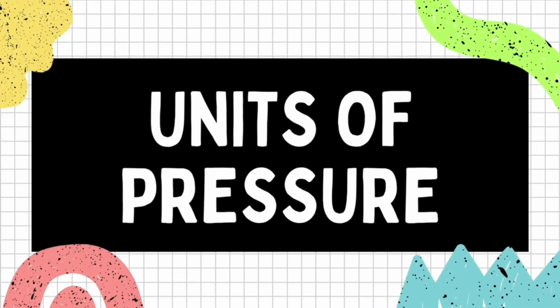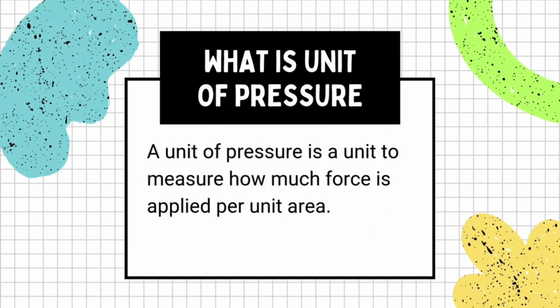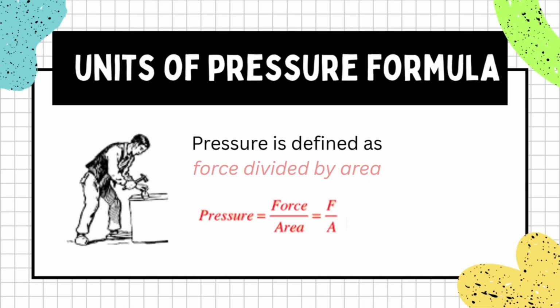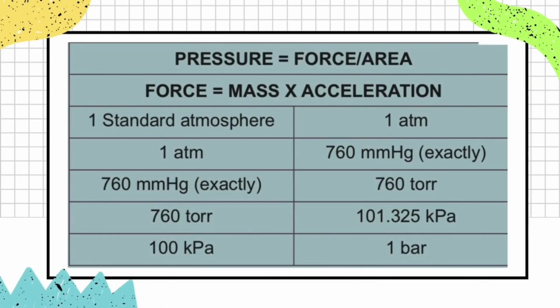Next, I will explain the units of pressure. A unit of pressure is a unit used to measure how much force is applied per unit area. The pressure formula is defined as force divided by area. In other words, pressure is equal to force divided by area, and force itself is equal to mass times acceleration. This is an example.